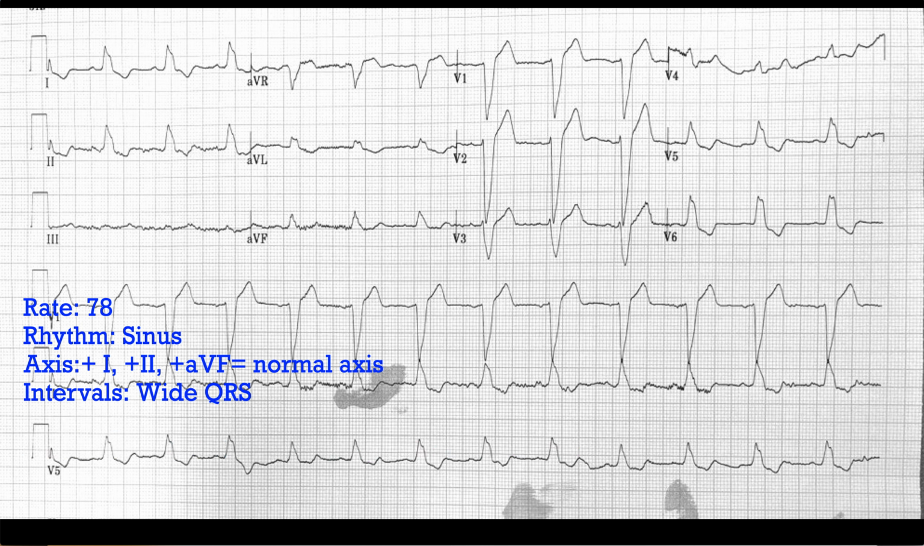Meaning of it, maybe not as important right now, but we'll just stick with left bundle for the moment. All right, left bundle branch block, let's call it that. Rate, rhythm, axis, intervals, blocks. How about ischemia and infarct?